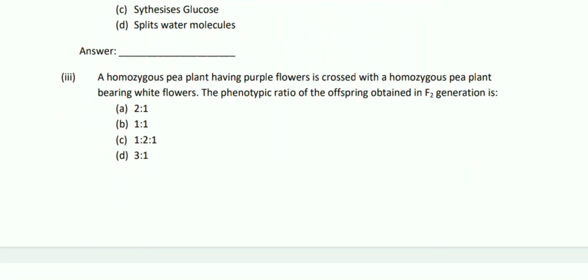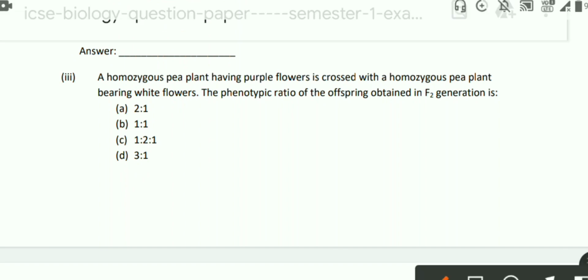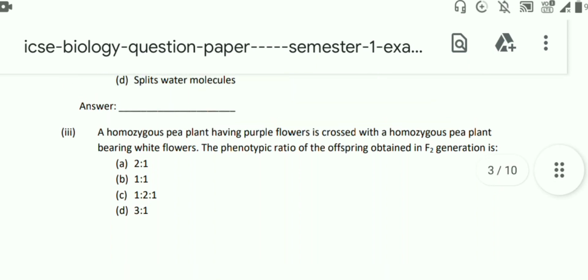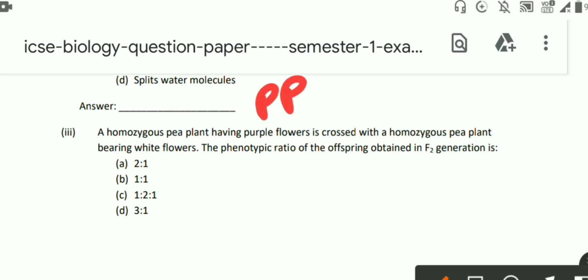3. Okay, this is a fun one. A homozygous pea plant having purple flowers, that is capital P, capital P. Let me just write it over here. Now I can. So homozygous capital P, capital P is crossed with a homozygous pea plant bearing white flowers, which is recessive. So let's say this is small p, small p. Capital P, small p.